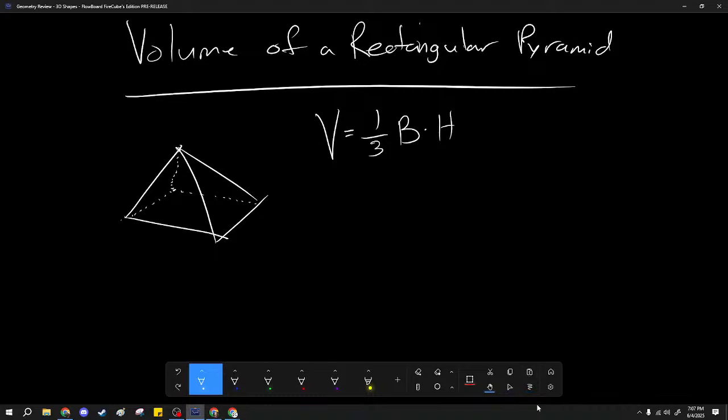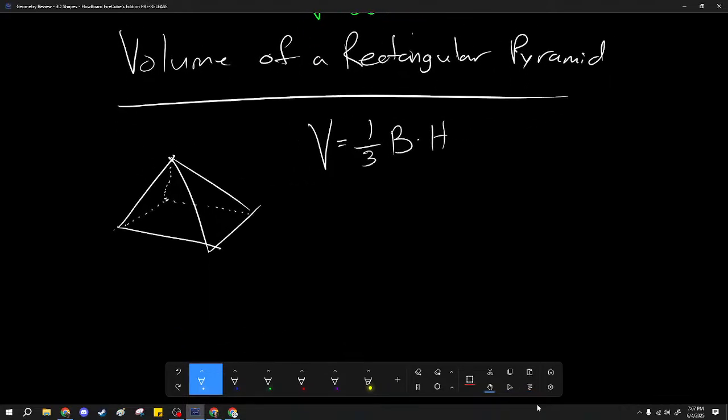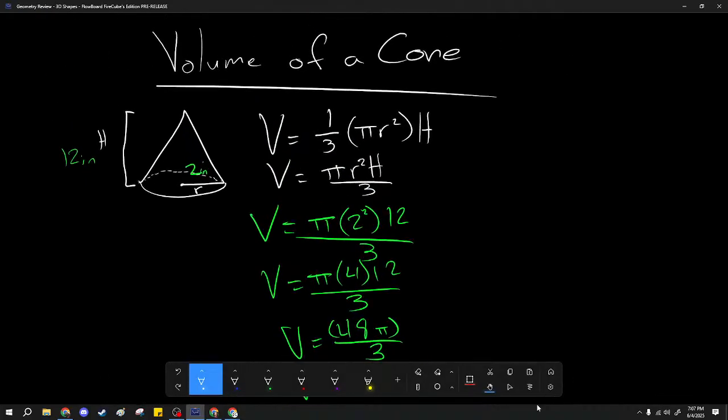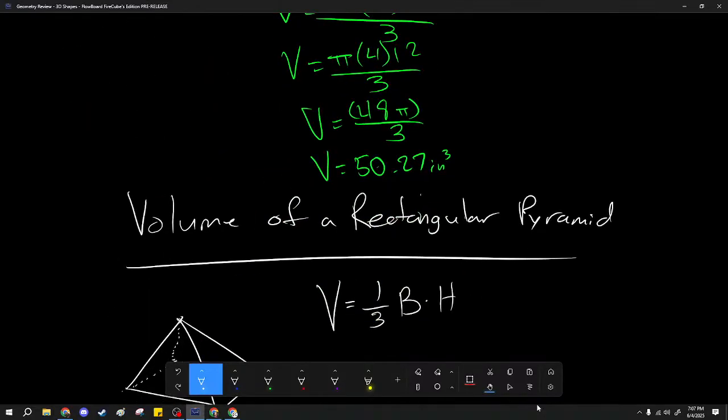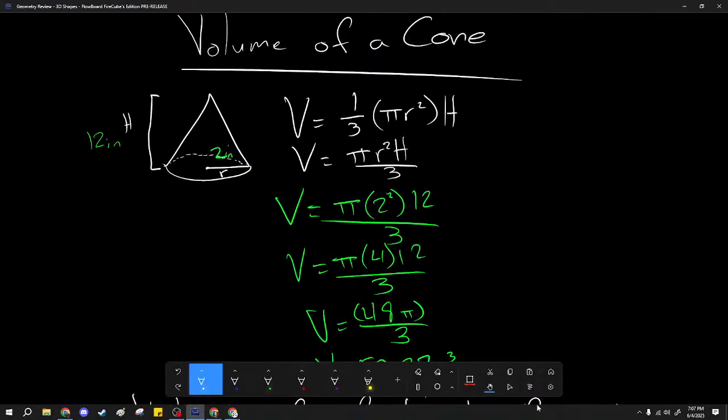If you notice, this is shockingly similar to two things we've already done. 1/3 times the base times the height. Well, where have we seen the 1/3 already? Well, we just did it with cones. And if you look at this equation, 1/3 times pi r squared times the height, well, pi r squared is the area of a circle. So this is still technically area of the base times the height. Area of the base is the circle times the height.